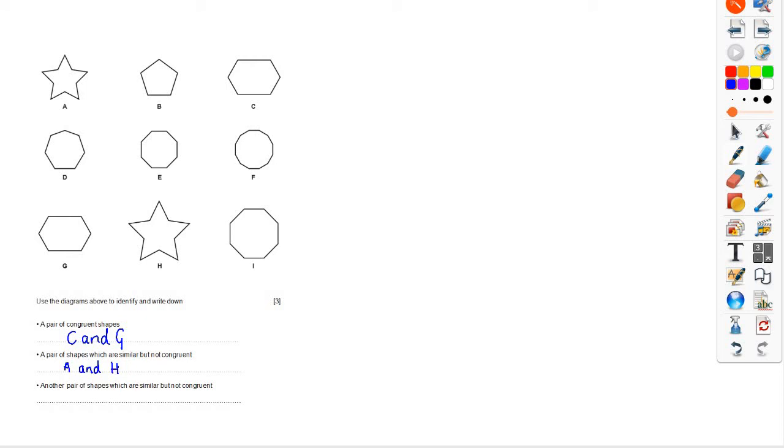And finally, the last question, it asks for another pair of shapes which are similar but not congruent. So that pair there would be E and I. They are both octagons, they've both got 8 sides. However, I is an enlargement of E, so they are not congruent. So it's E and I are similar but not congruent.